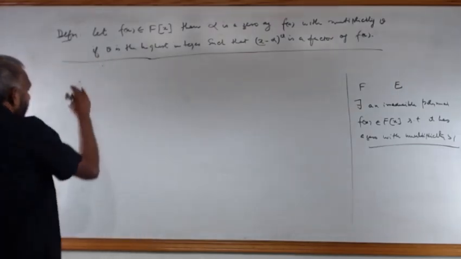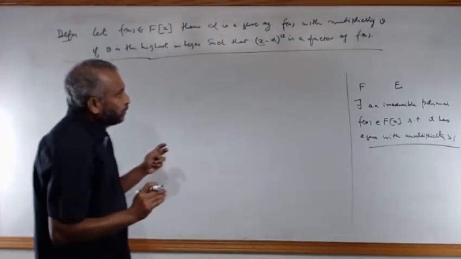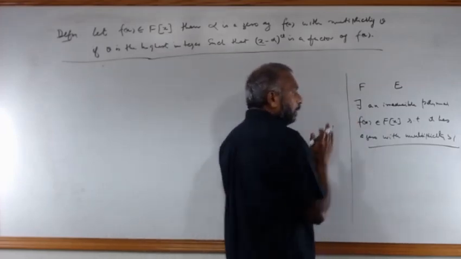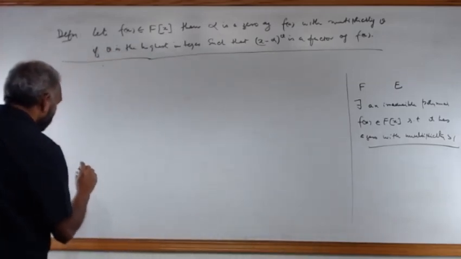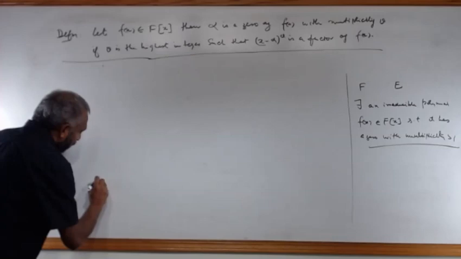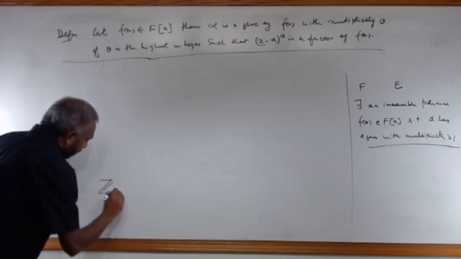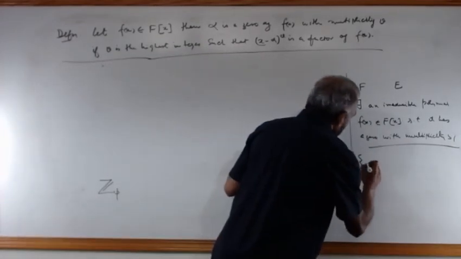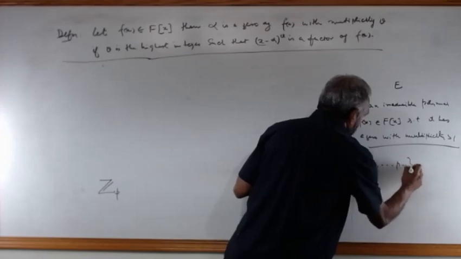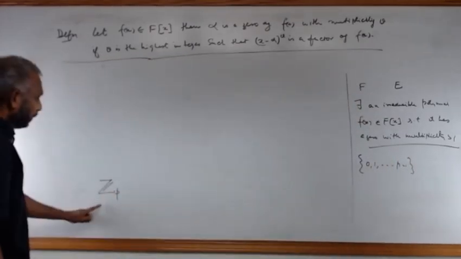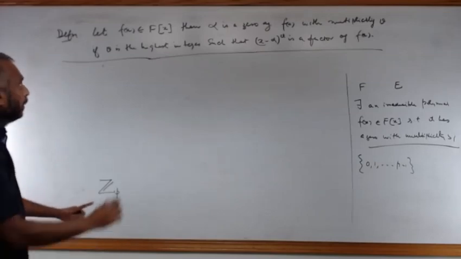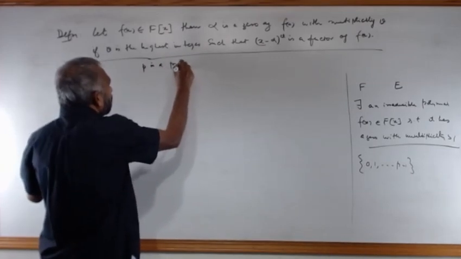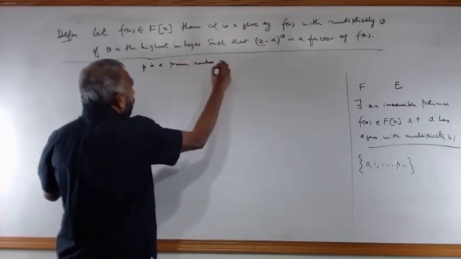So let's start with an example. I'm not going into the details of the proof of this example. I'm going to outline how we are going to do this, because that is not our focus. So let us start with Z_p. Z_p is a finite field of p elements 0, 1, ..., p minus 1, where p is a prime number. I'm going to assume that p is a prime number greater than 2.